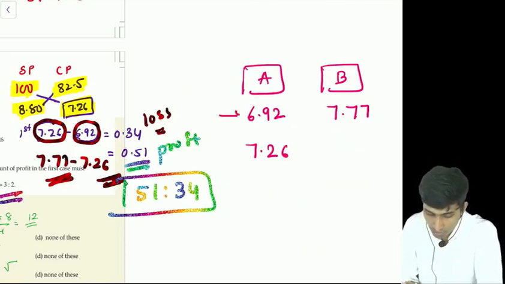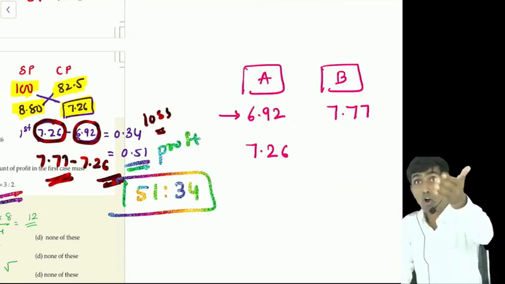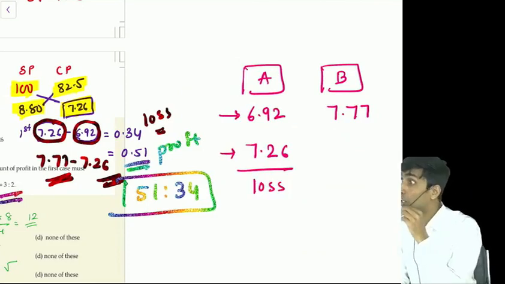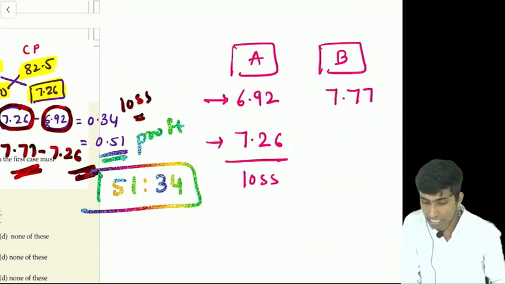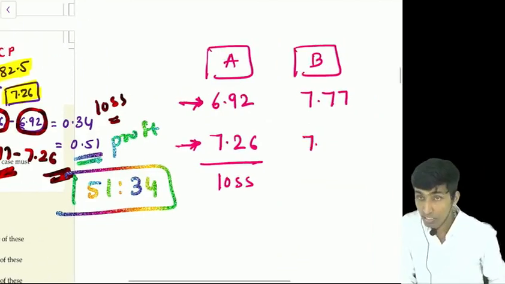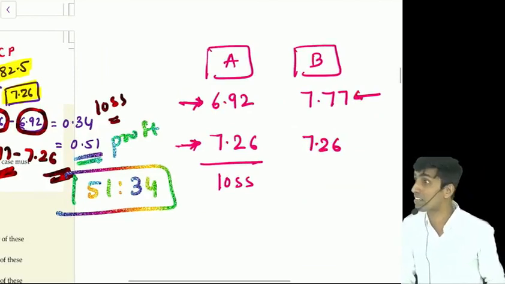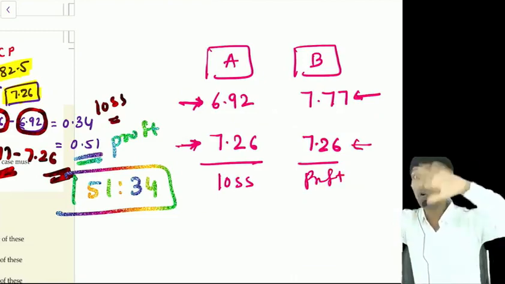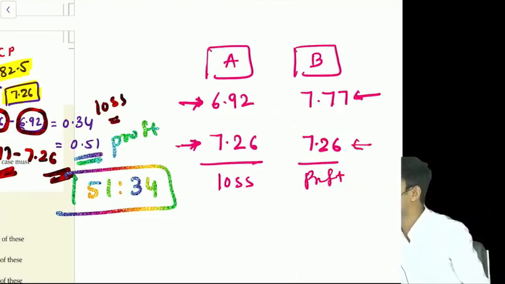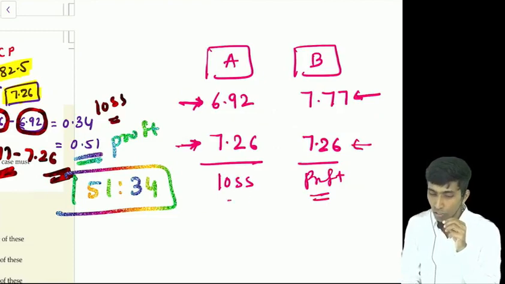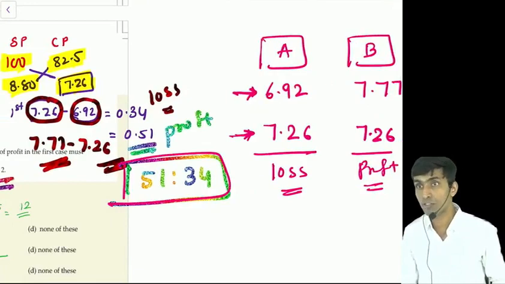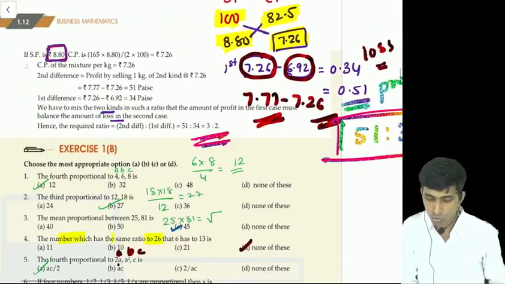Observe carefully. The cost of the first one is 6.92. But after mixing now, it is more. So I will have loss in this, because cost of the first one is 6.92 and cost of the mixture is more. Same way here, the cost of the B is 7.77, but cost of the mixture is less. So I will have what? Profit. But overall I am having a profit. So I will take profit to loss. So that is 51:34. Correct? Understood? This will be the mixture. So my mixture is 3:2.